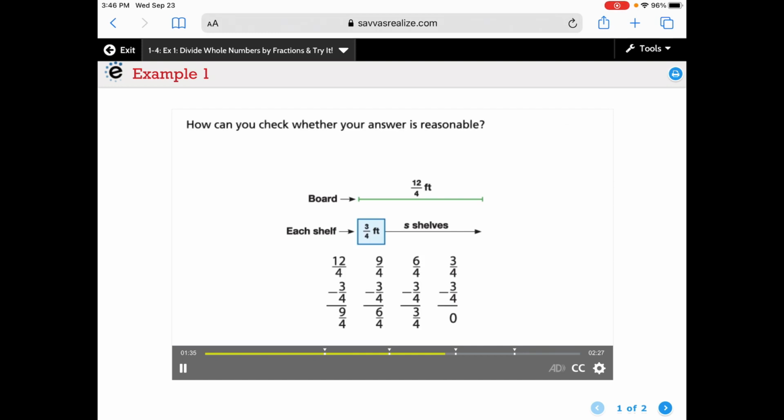How can you check whether your answer is reasonable? All right, well, the way to check to see if your answer is reasonable is just to go backwards. If we subtracted 3/4 from one another 4 times, we could add 3/4 4 times, or we could multiply 3/4 by 4. To check whether the answer is reasonable, you can add 3/4 4 times to make sure it equals 12/4 or 3.